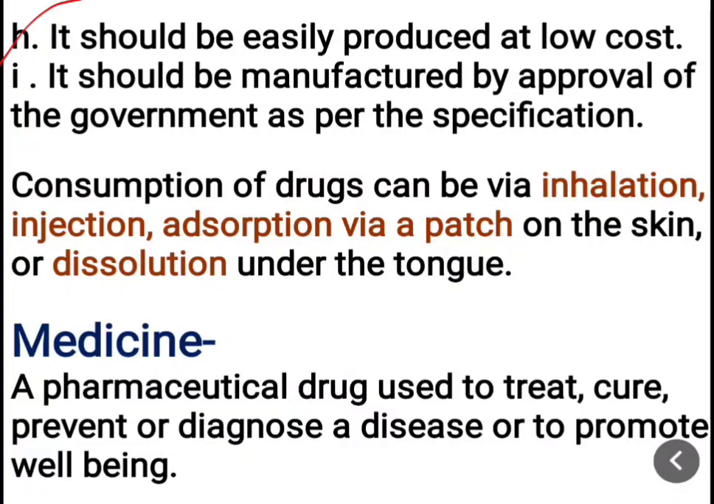For injection, when there is a dog bite condition, an injection is given. Suppose someone is cut by iron or glass materials, an injection can be provided. Vaccines are also injections. So there are lots of examples of injection. Absorption via a patch on the skin, for example ointment. Dissolution under the tongue, many medicines can be used by dissolution under the tongue.